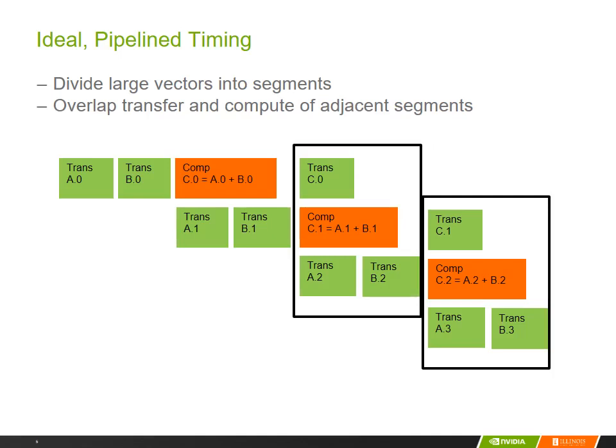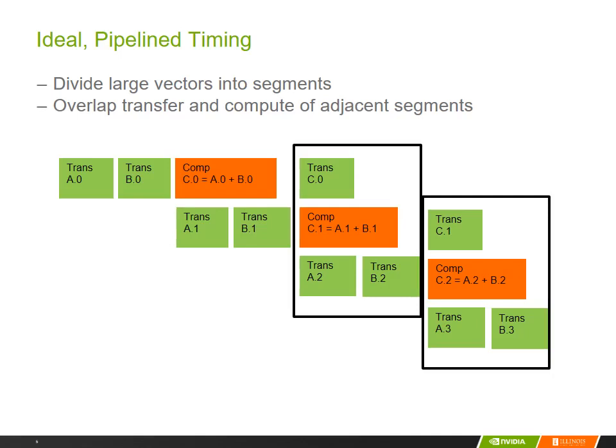In the next time period, since we finished the vector addition of A0 and B0 and we have generated C0, we transfer the vector C0 back. And since we have already transferred A1, B1 into the GPU, we can do the compute of A1 plus B1 and we generate C1. At the same time, we will begin to transfer A2, B2 into the GPU.